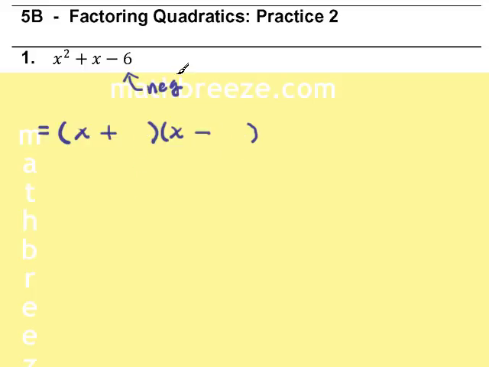And last times last is equal to negative 6, so here we can fill in with maybe a 3 times a 2 or 6 times 1, or maybe in the reverse order. All right, let's look at this middle term here. We want to get a coefficient of plus 1. So I think we won't go with the 6 times 1 because then I think that coefficient would be too big. Let's go with 3 times 2. Now we want this to be positive, so I'm going to fill in with a plus 3 and a negative 2. Let's check the middle term.